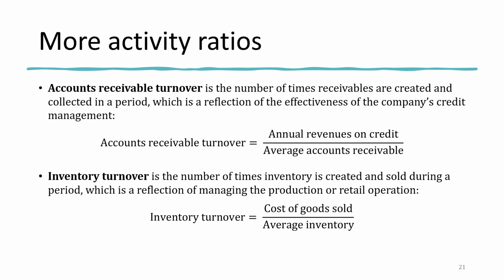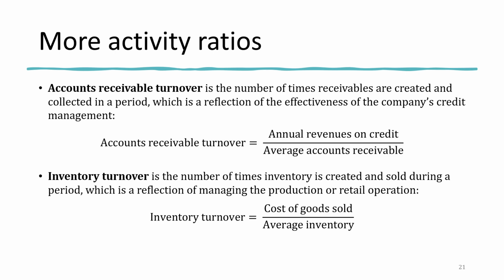It's calculated by comparing the annual revenues or sales on credit to average accounts receivable. Again, we can use the end of year accounts receivable, or we could take the average of the end of each quarter. If a company is seasonal, we probably want to do the latter. In most textbooks, they'll simply take the end of period accounts receivable that you find on the balance sheet.